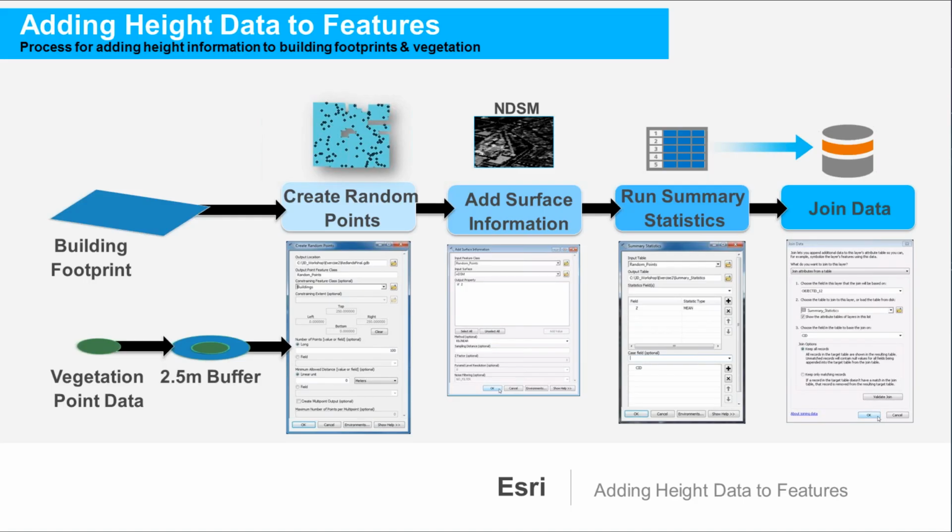Okay, so we briefly talked about how you can create terrains if you don't have them, and how you can extract features from imagery. With imagery and with lidar, whatever it's extracted from, we have some tools for adding heights to your building footprints and your vegetation points. This is one of the older workflows for ArcGIS: creating random points, adding surface information, running summary statistics, and joining the data. This will allow you to automatically add heights to these features.